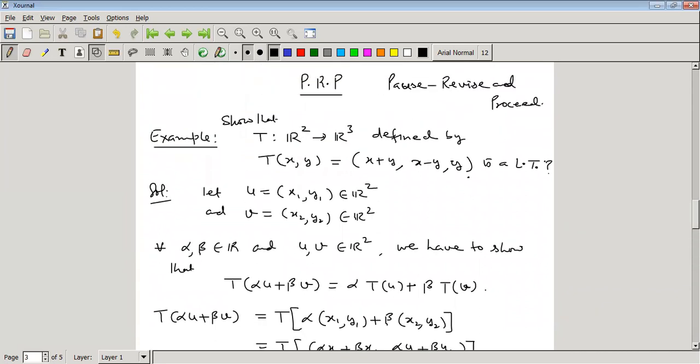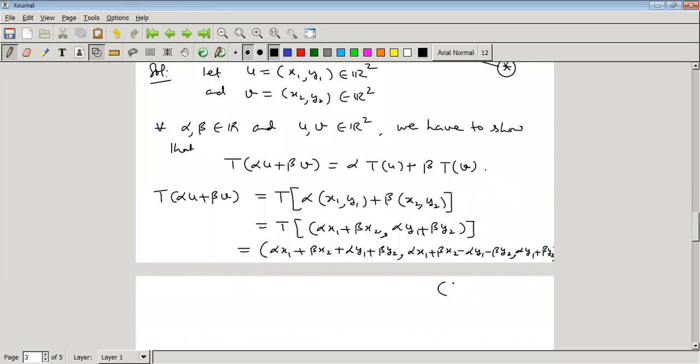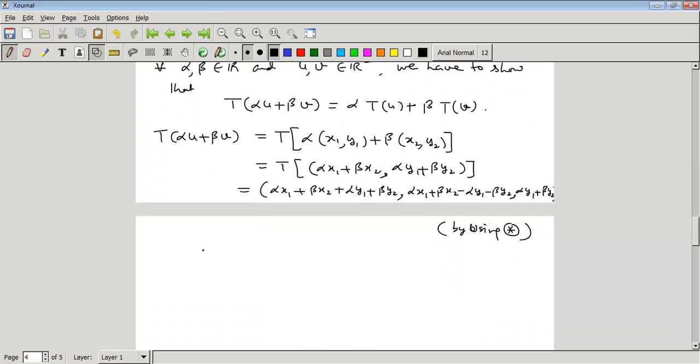We can take this as a star. So we can write here by using star. So now what is the next step? We have to take common.